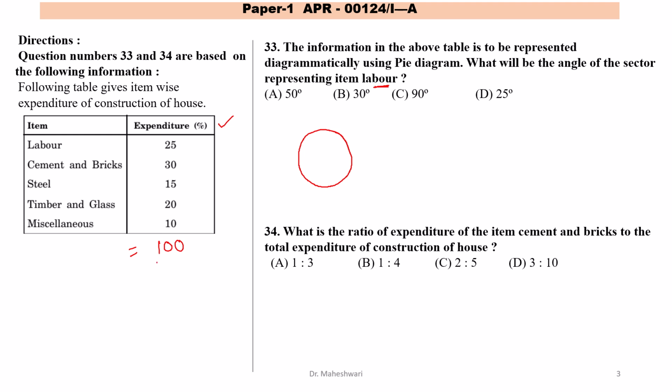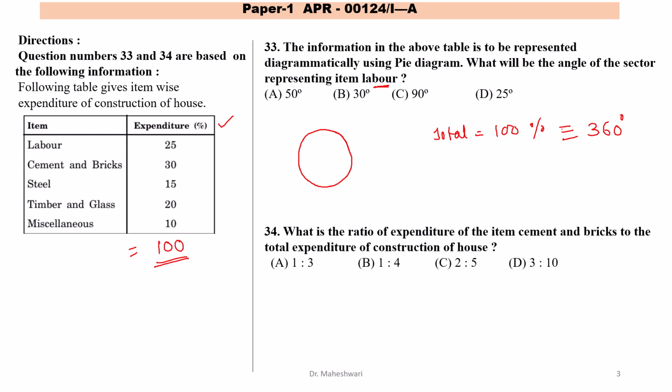Here the total expenditure, let us consider it as 100. If you calculate them, it is 100, so total expenditure is 100%. In a pie chart, this will be equivalent to 360 degrees, because the angle of a circle is 360 degrees. So 100 represents 360 degrees.